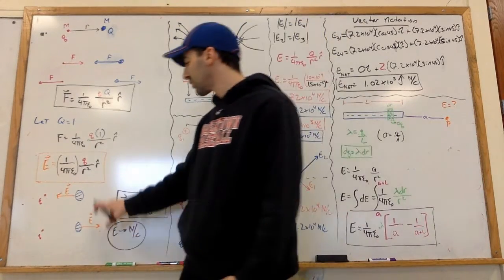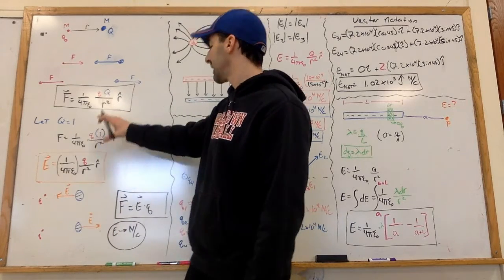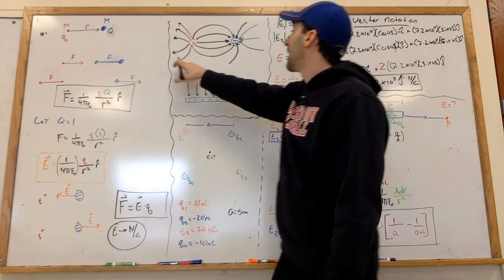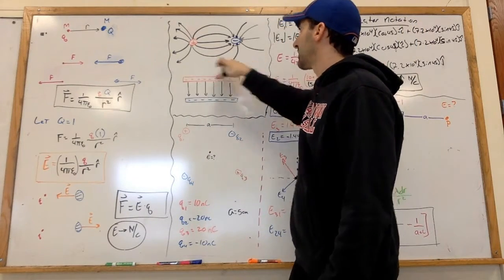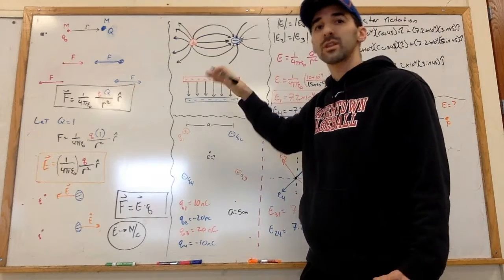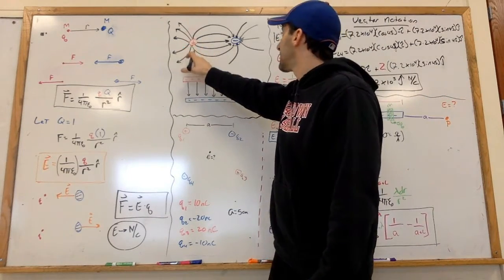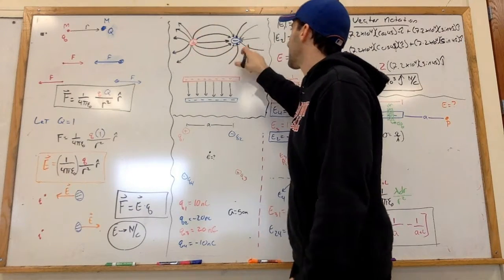Now, how do we know what direction my electric fields are? I have drawn over here just two very simple examples. I have an electric field of a positive and a negative. This could be a positive charge and a negative charge. This could also be a dipole, which we'll talk about in the next lecture. And you see my electric field lines going from positive to negative.